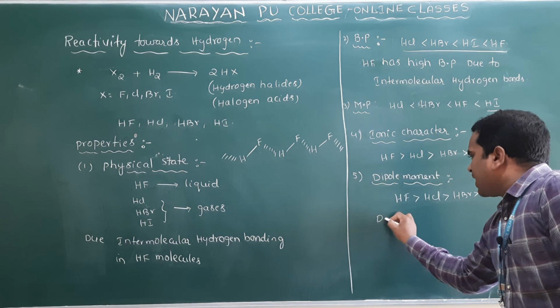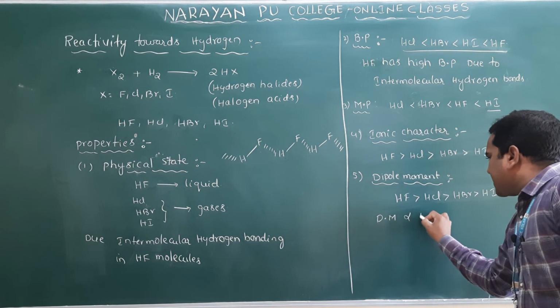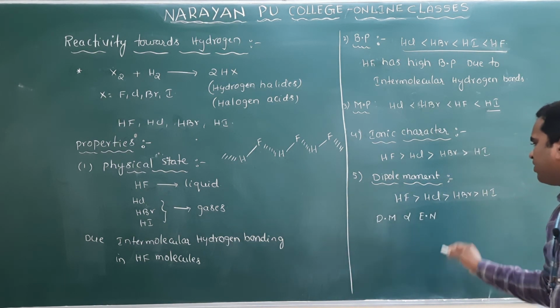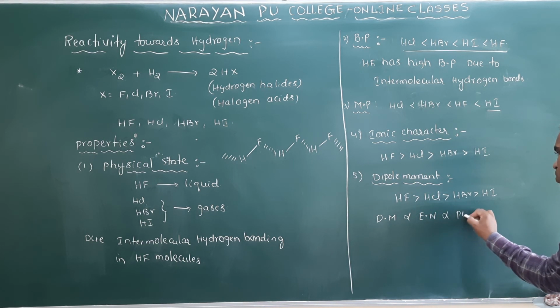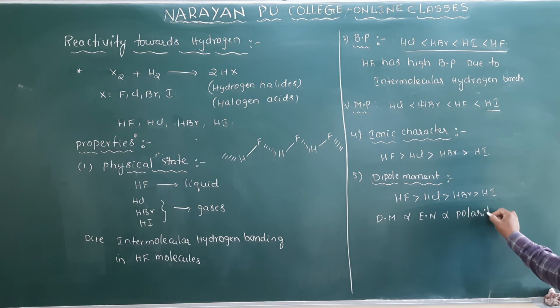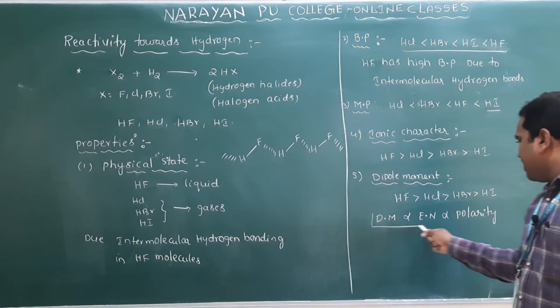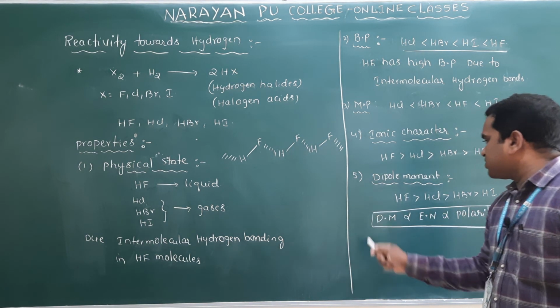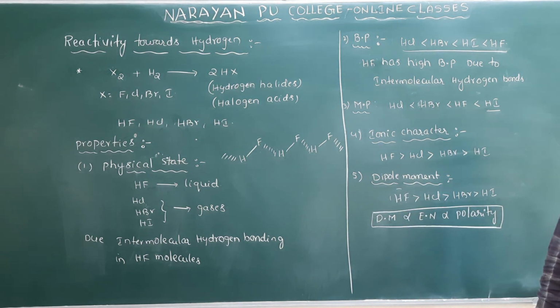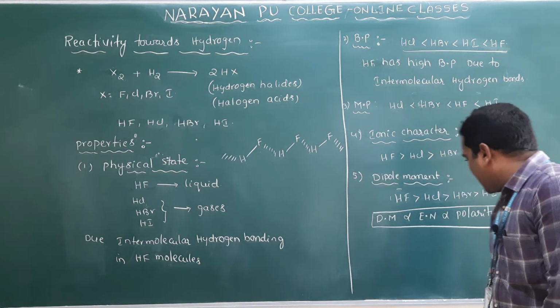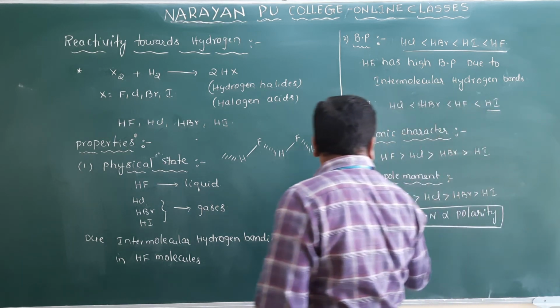Just remember, dipole moment is directly proportional to the electronegativity of the element, and also directly proportional to polarity, or sometimes ionic character also. So where the electronegative atom is more, and here fluorine is a highly electronegative atom, so that's why it will show the high dipole moment.